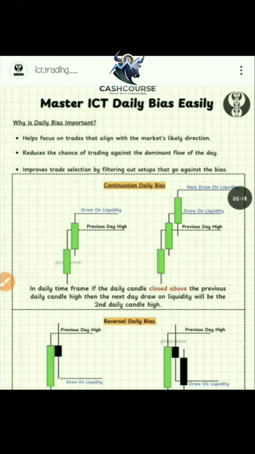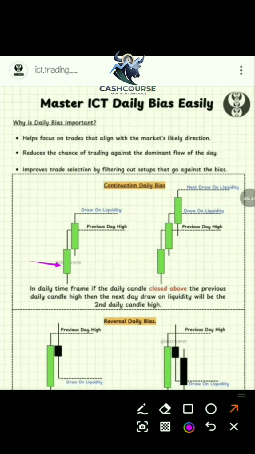Now this is a perfect example of how bias works. This is the previous candle, right? And this is the current candle, and as you can see, the shadow, which is the wick of the previous candle, is touching the body of the current candle, which resulted in a continuation of the trend. But if the wick of the previous candle is touching the wick of the current candle, then it is going to result in a reversal.